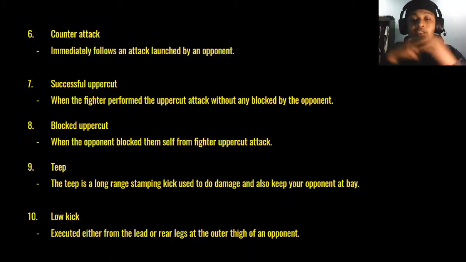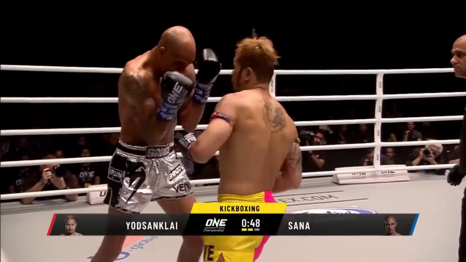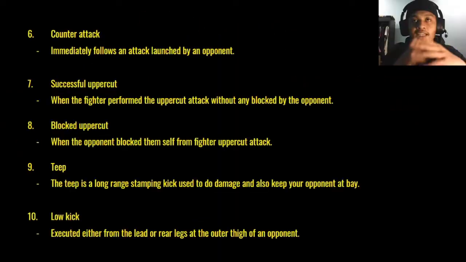Uppercut is a punch that travels along a vertical line at the opponent's chin or solar plexus. It is, along with the cross, one of the two main punches that count in the statistics as power punches. For number 8, block uppercut is when the opponent blocks themselves from the fighter's uppercut attack. This means the fighter wants to uppercut, but the opponent successfully blocks the uppercut.